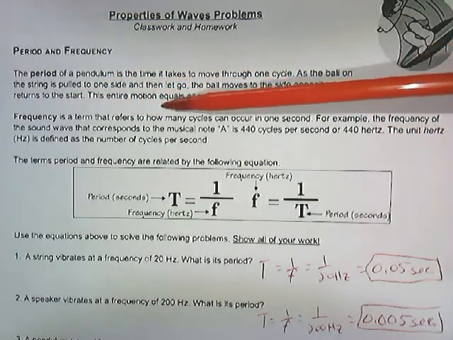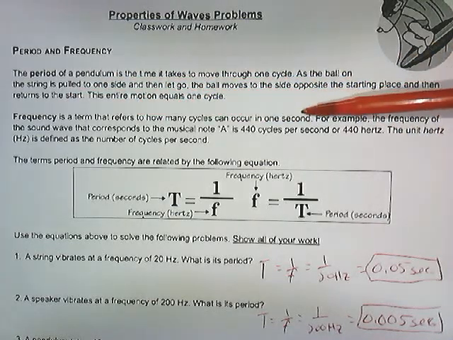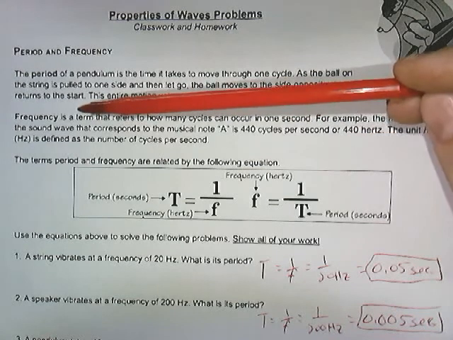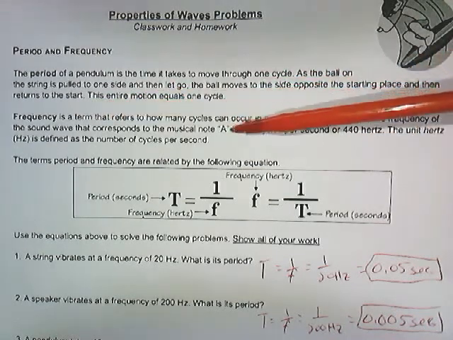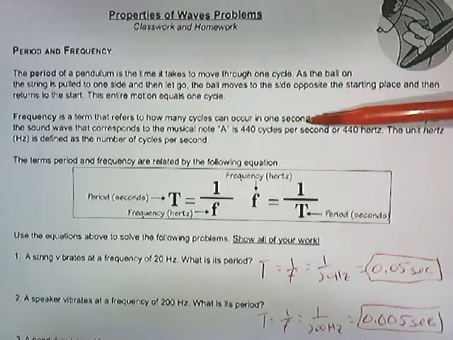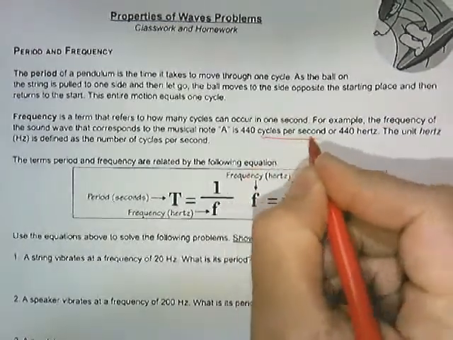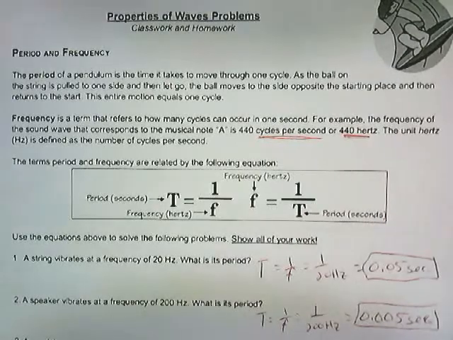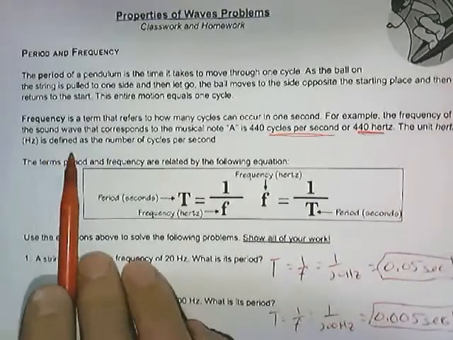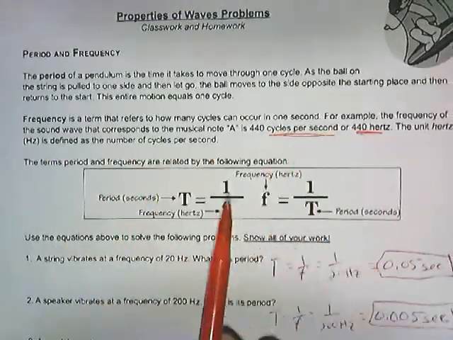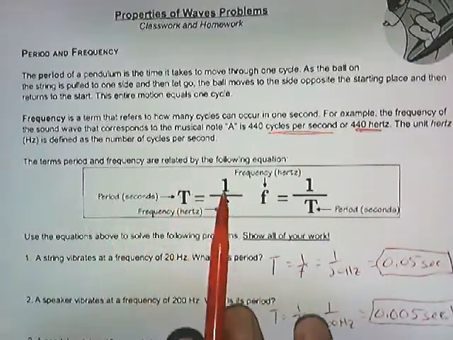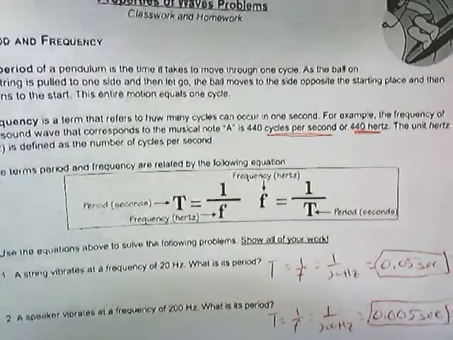Frequency is a term that refers to how many cycles occur in 1 second. For example, the frequency of the sound wave that corresponds to the musical note A is 440 cycles per second, which we call 440 hertz. So cycles per second is the value that we're associating to hertz. The unit of hertz is defined as the number of cycles per second. So we're going to be using these simple equations to make sense of the handout.